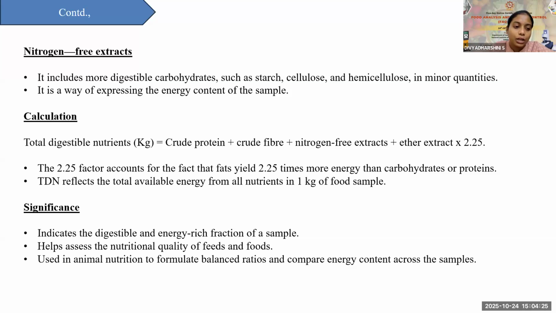So the total digestible nitrogen free extract will reflect the total available energy from all the nutrients in a kg format. Okay. So the significance is that we can estimate the digestible energy rich fractions of our sample. So if I eat this sample, I will be getting this amount of energy. For that, this analysis will be used. Then it is used in animal nutrition to formulate balanced ratios and compare the energy content across samples.